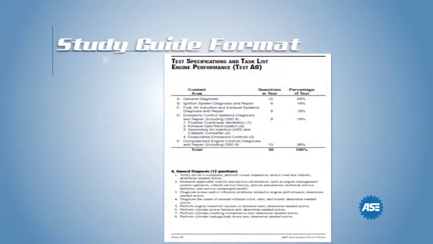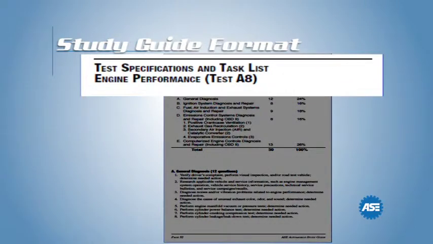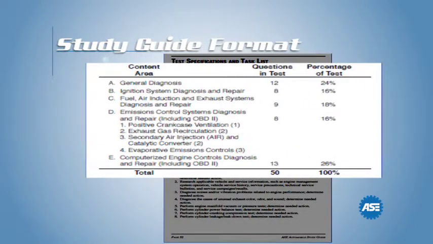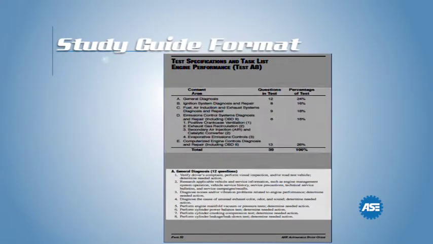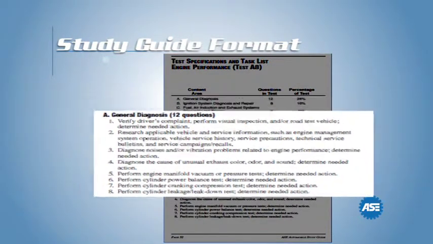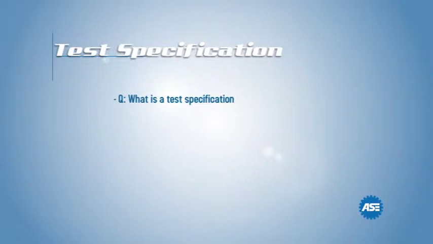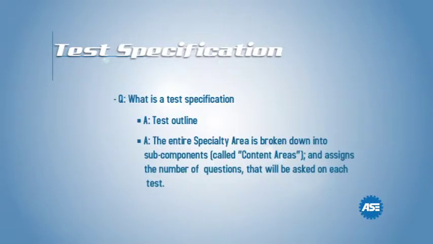So let's review the format for the ASE test information that's found in the study guide. We start with the test name, then we show you the test specification, and then following that is the task list. So what is a test specification? A test specification is really a test outline. It takes all of the specialty areas of that particular test and breaks them down into subcomponents, which we call content areas. Those content areas are used to assign a specific number of questions that are going to be asked in that area of the test.